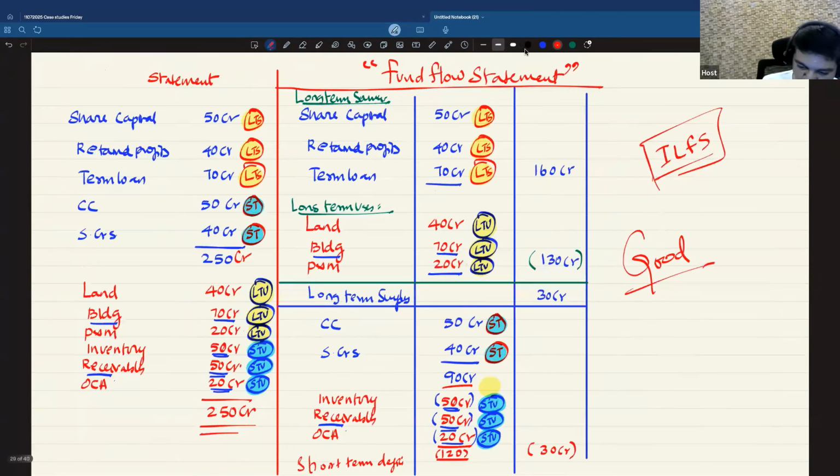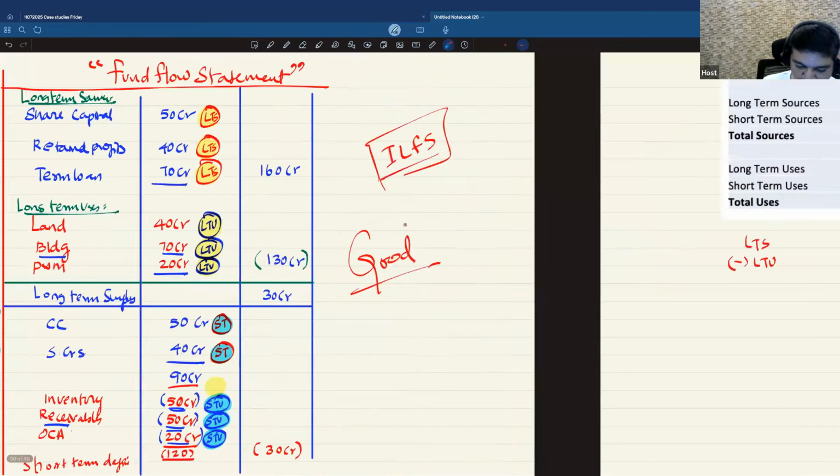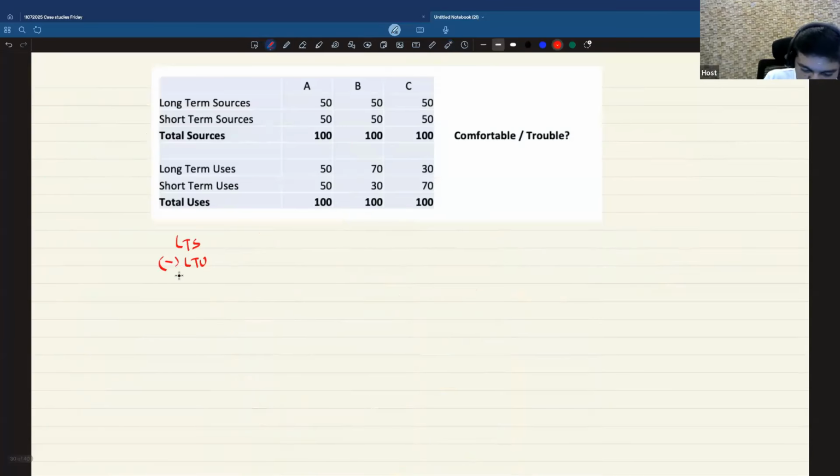Okay. What does the fund flow statement teach us? You have to compare the long-term sources with long-term uses. So let's write it in that way. So we will know whether there is any surplus or deficit. Then we have to compare the short-term sources with short-term uses. Then we will know whether there are any surplus or deficit on the short-term front.